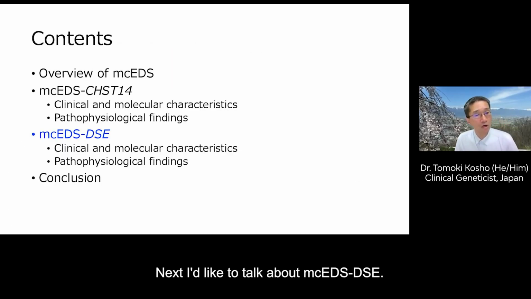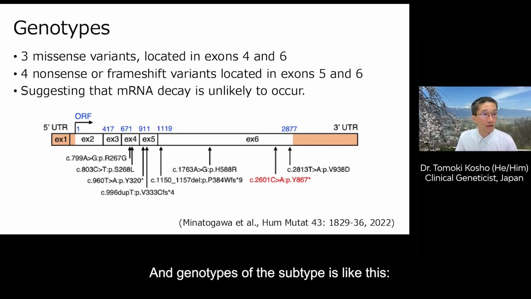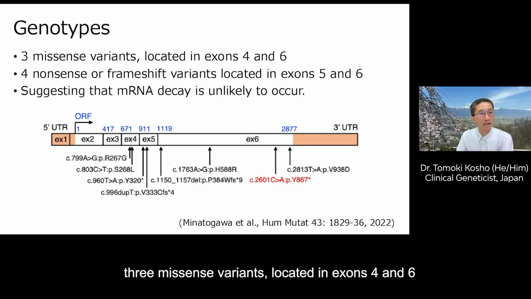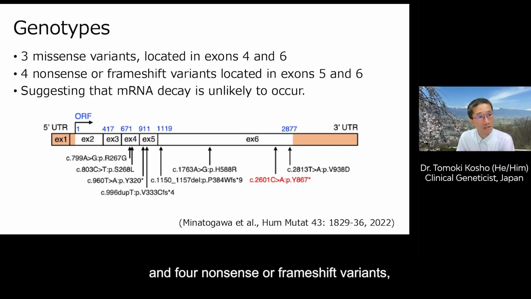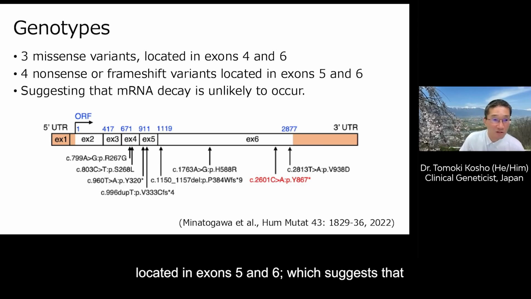Next, I'd like to talk about mcEDS-DSE. The genotypes of this subtype are like this: 3 missense variants located in exons 4 and 6, and 4 nonsense or frame-shift variants located in exons 5 and 6, which suggests that messenger RNA decay is unlikely to occur.